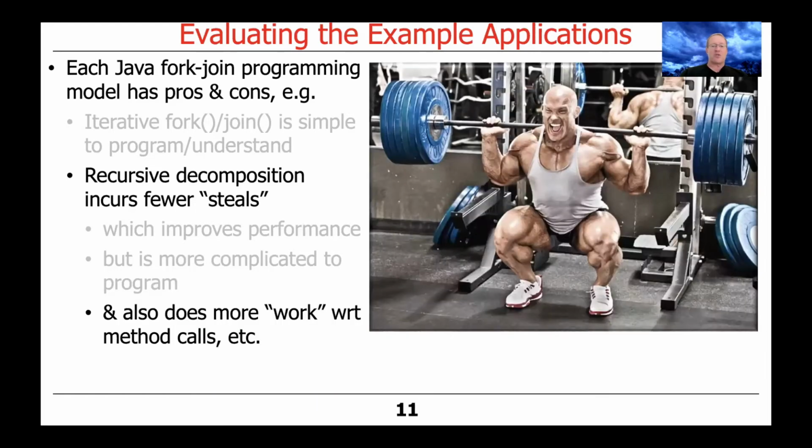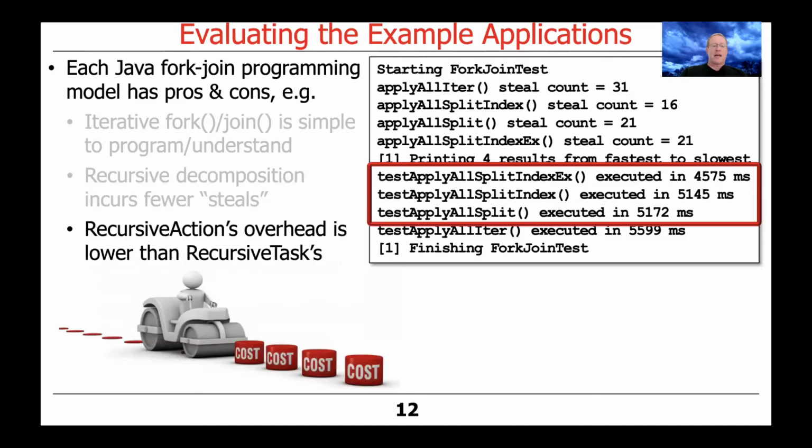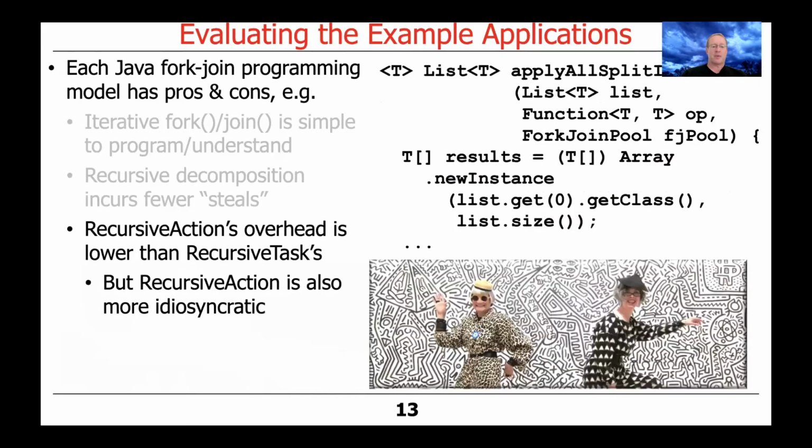And it also has this extra work in terms of method calls because it has to do these things recursively. Another thing to note here is that the recursive action's overhead is lower than the recursive task's overhead. And that's because the recursive action is just storing the results into this array rather than doing sublists. So obviously sublists have some additional overhead that just storing things directly into an array does not.